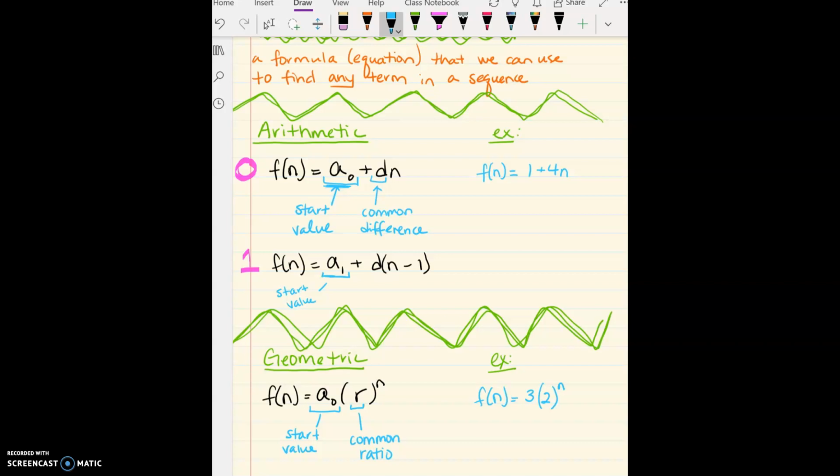Scott started with 3 push-ups on the first day, so that 3 would become your start value. And we know that d is our common difference. Now, whenever you're asked to write one of these, remember n stays as a variable. That's not going to change.